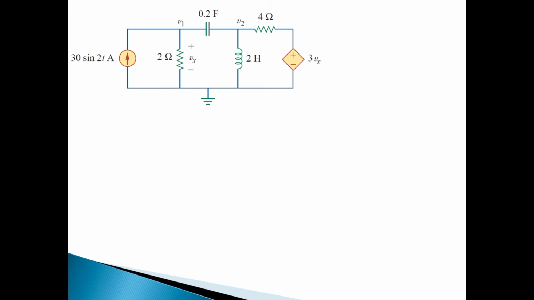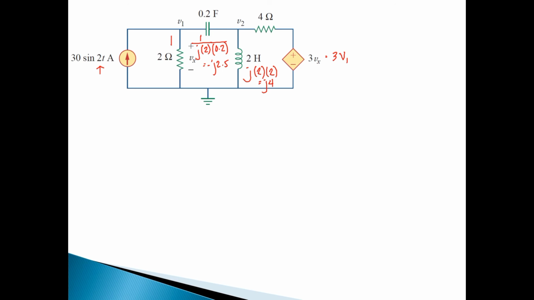Alright, so let us first convert the 0.2 farad and 2 henry into its respective reactances. So 0.2 farad would be 1 over j omega C, and omega, or the angular frequency, is equal to 2. So let's say 1 over j2 times 0.2 will be equal to negative j2.5, and then 2 henry would be j omega L. That's 2 times 2, or equal to j4. Now this 3Vx is actually 3V1 since Vx is the voltage drop here in the 2 ohms, and Vx is equal to the nodal voltage here, which is V1.